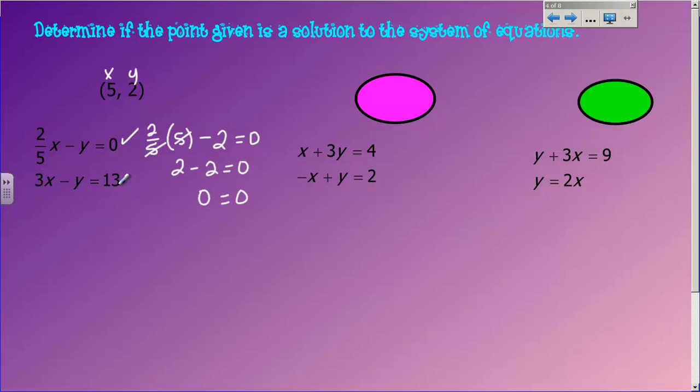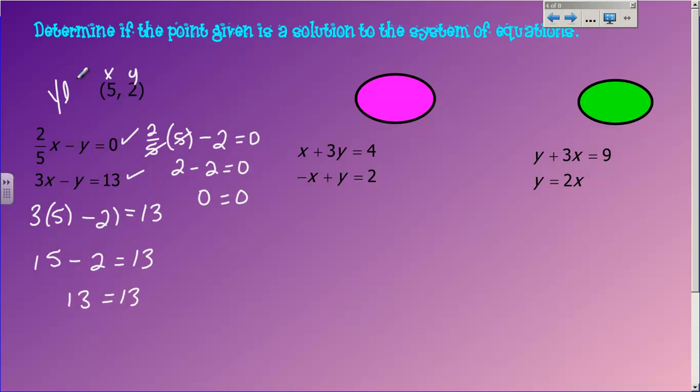So now we have to test the second one. Same process, plug in the 5. So I end up with 3 times 5 minus 2 equals 13. Do the math. 3 times 5 is 15. Minus 2. Well, 15 minus 2 really is 13. Since 13 equals 13, it also works for this equation. Since this point checks out on both of these equations, then yes, this point is a solution to that system.